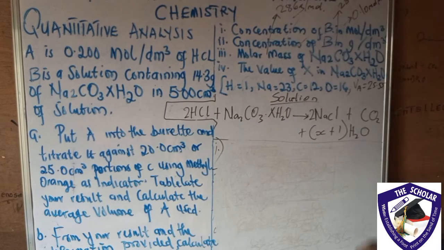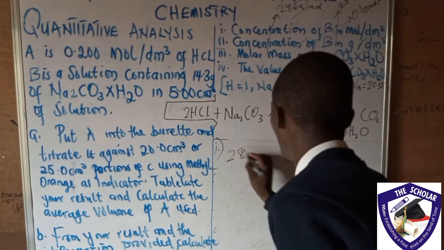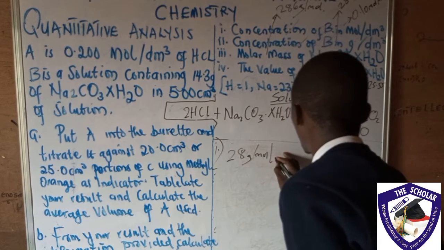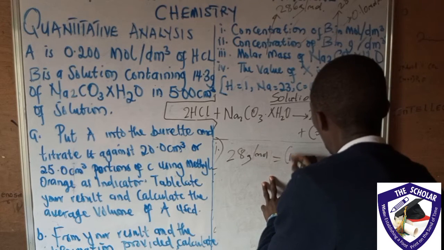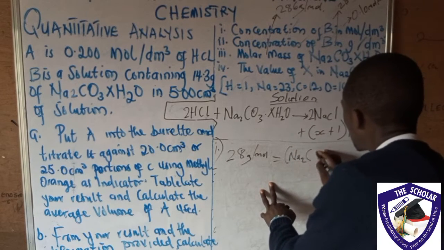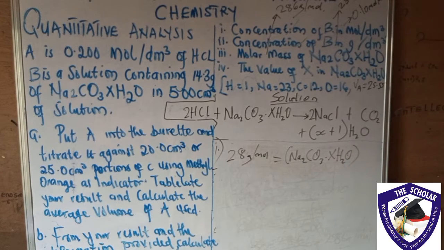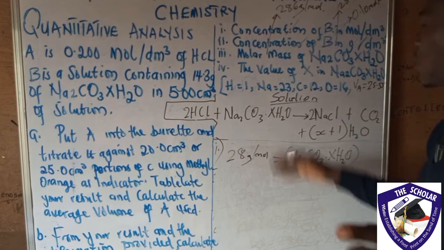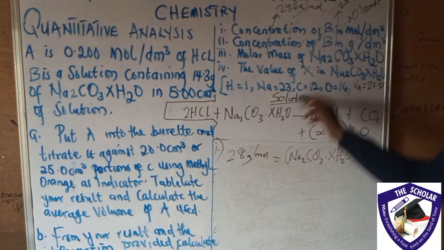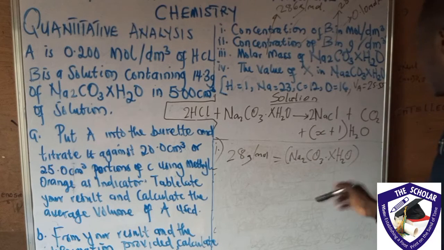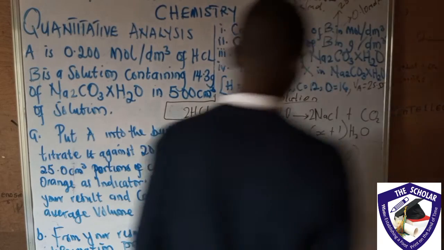So you say, what is the molar mass of Na2CO3·XH2O? 286 gram per mole is equal to Na2CO3·XH2O. Are you with me? Now we are given the parameters. We have Na to be what? 23. We have carbon to be what? 12. Oxygen to be what? 16. Hydrogen 1. Oxygen 16. So let's do that now.